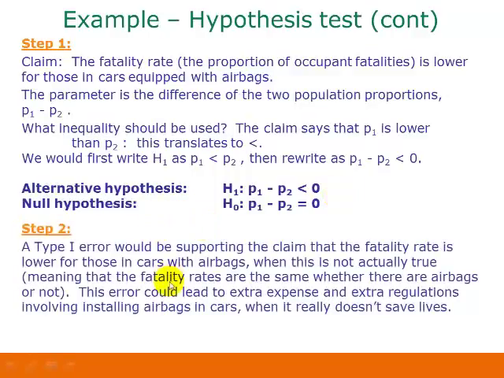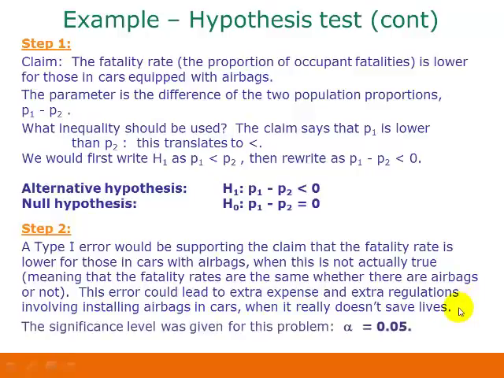Now for step 2, in this case we were given the alpha, but we still want to think about what a type 1 error would be. This would be supporting the claim that the fatality rate is lower for those in cars with airbags when this is not actually true, meaning that the fatality rates are the same whether there are airbags or not. Now this error could lead to extra expense and extra regulations involving installing airbags in cars when it really doesn't save any lives. Now again, we were already given the significance level to use. This would be alpha equals 0.05.